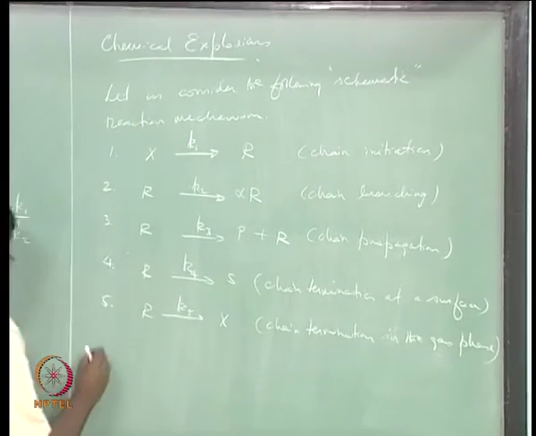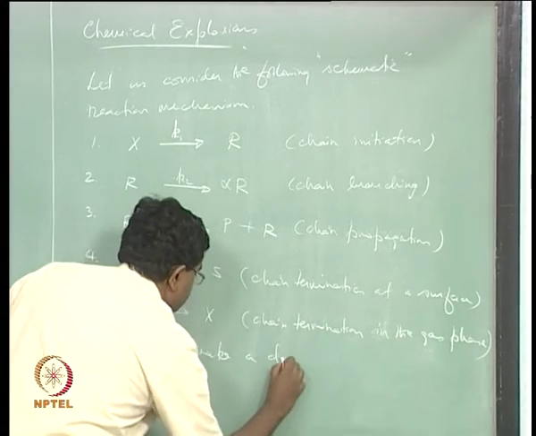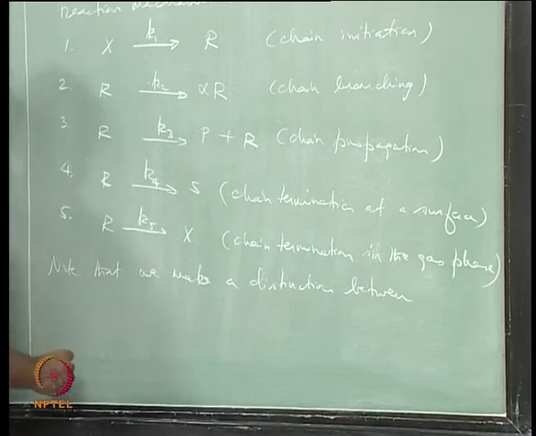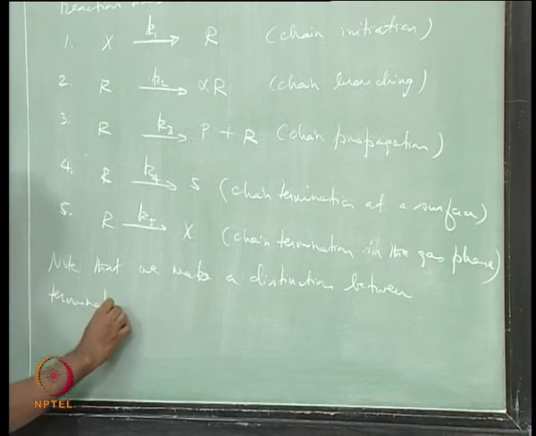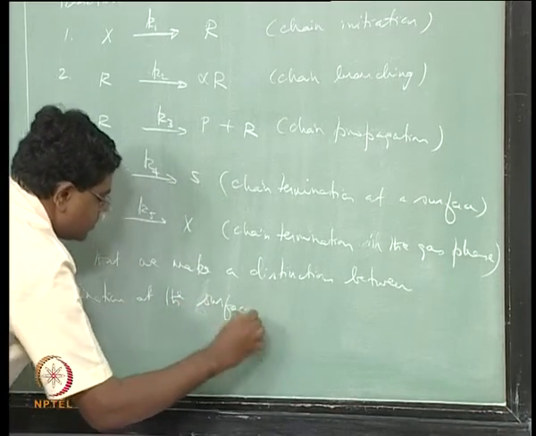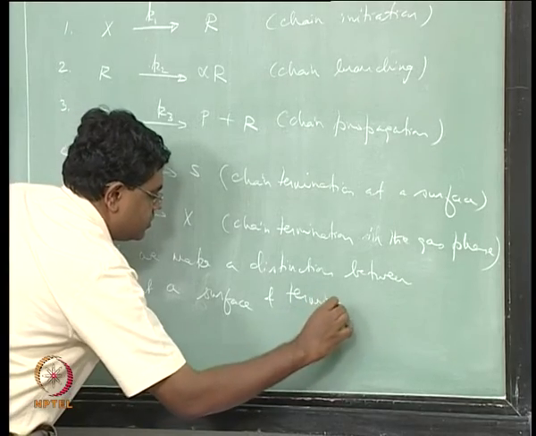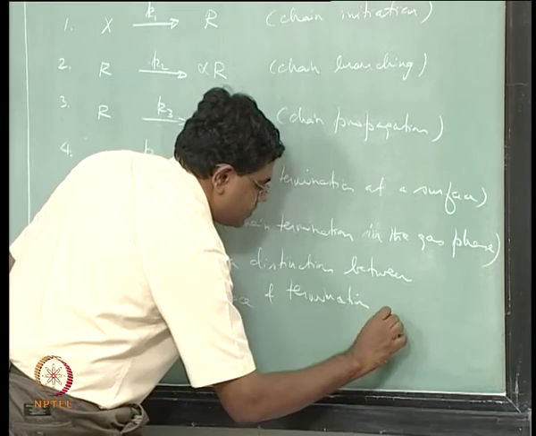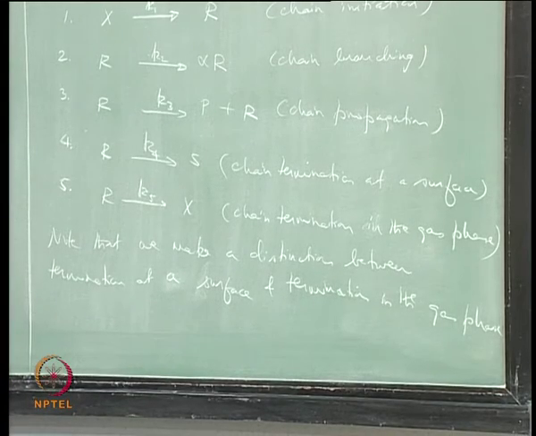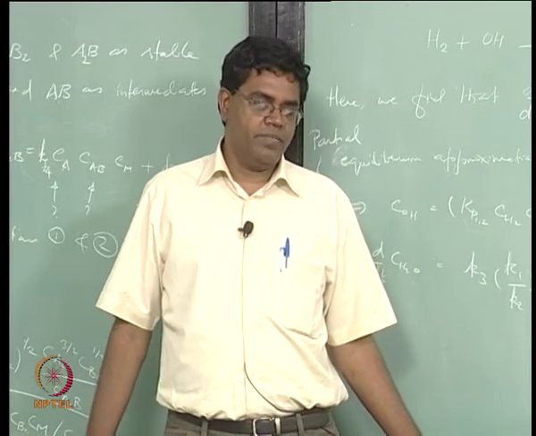So note that we make a distinction between termination at a surface and termination in the gas phase. Why would you want to make the distinction? How does it matter? Termination means the intermediates disappear, right? How does it matter which way they disappear?